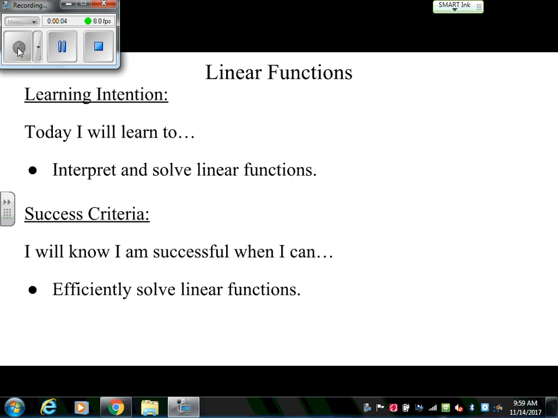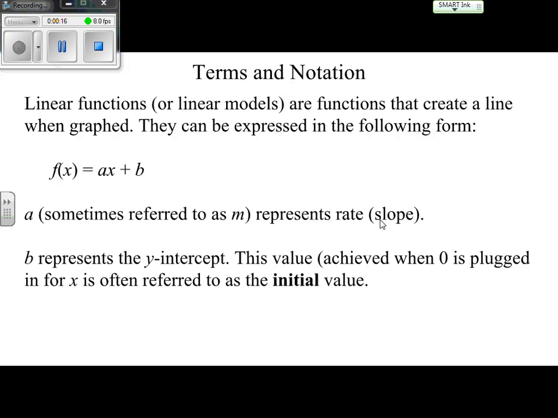Today we'll be talking about linear functions. Specifically, we'll be interpreting them and solving story problems with linear functions. Our goal is to be able to efficiently solve these problems. Linear problems, or linear functions, sometimes called linear models, are functions that create a line when graphed.